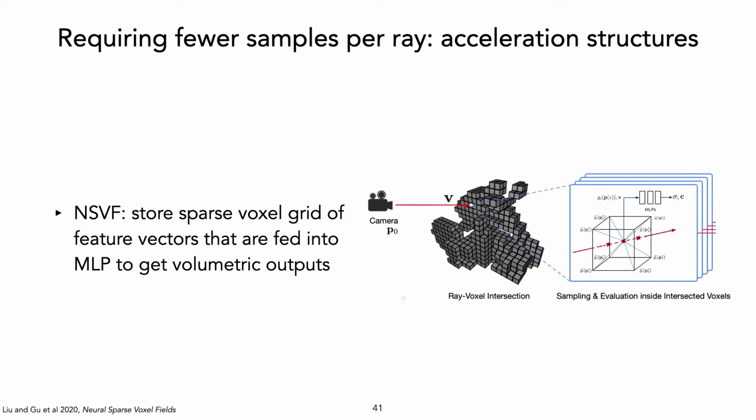One method for reducing the number of samples per ray is to use an acceleration structure from graphics to cull regions of empty space. In NSVF, a sparse voxel field indicates where the volume density is non-zero, and one only has to query the network in those particular regions.